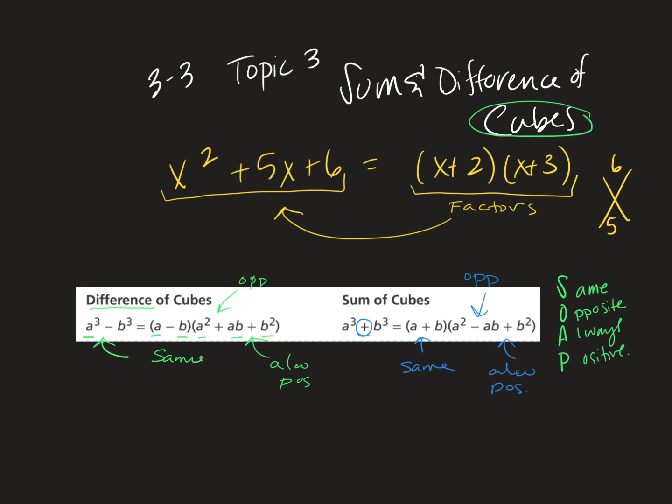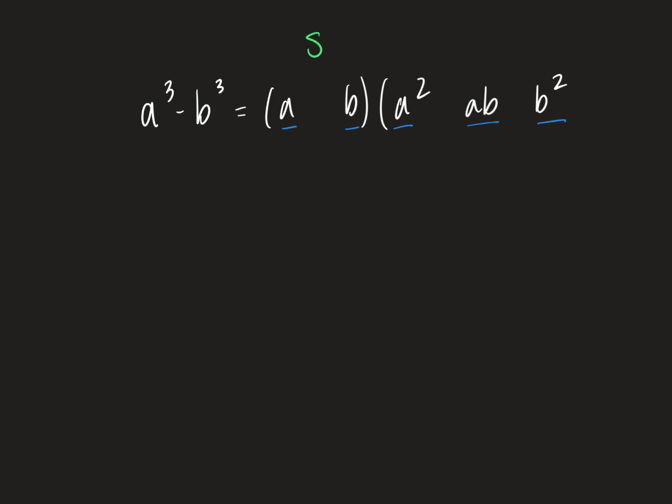Okay, so let's see how we would recall that on our own. All right, so let's say we start with a cubed minus b cubed. So here's what I would do. I would say, okay, I know it goes a squared, ab, b squared. So you can kind of find the little pattern there. Remember, patterns in math make math easier. A, then b, a squared, ab together, b squared. But then how do I figure out my signs? Okay, so SOAP: same, minus, opposite, plus, always positive, plus.